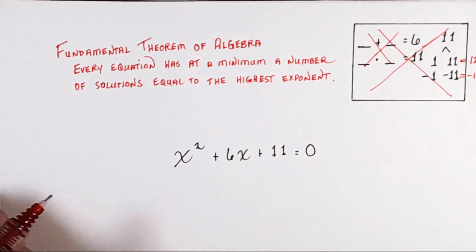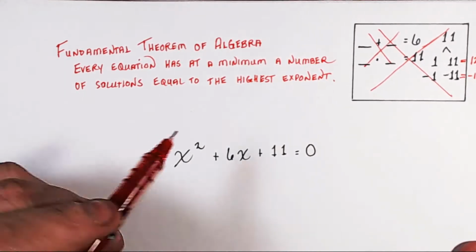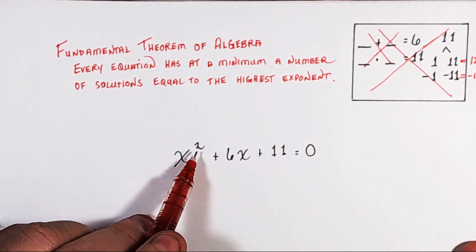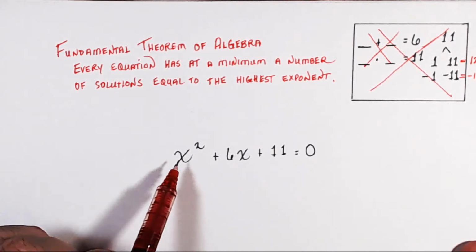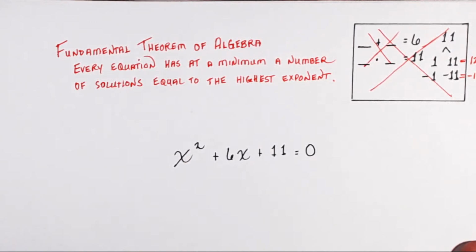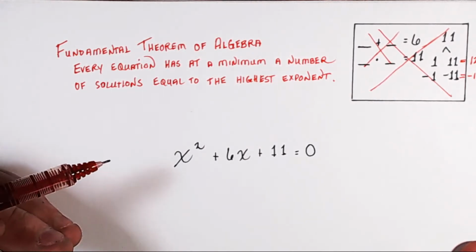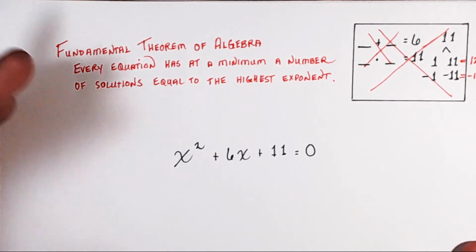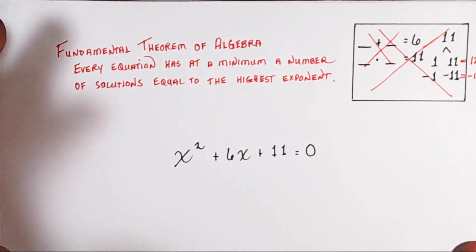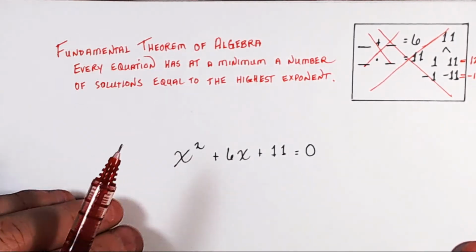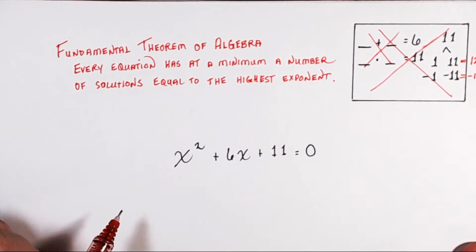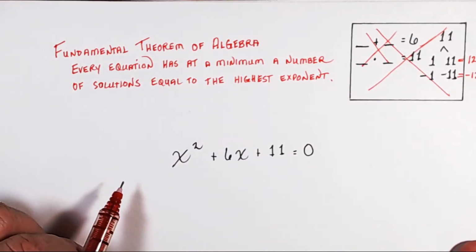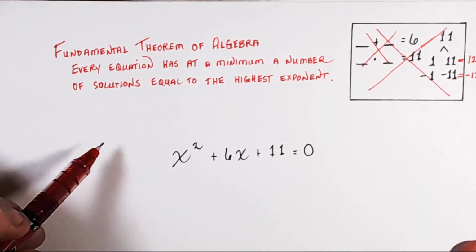Okay, what does that mean in plain English? What it means is the highest exponent shown in this quadratic equation is 2. So that must mean that at a minimum, according to the fundamental theorem of algebra, there should be at a minimum 2 solutions. Remember, our intuition and our visual analysis of the graph shows no solutions. So something is going on here that we can't see, or that we don't understand very well. And that's true, and we are about to unpack that.